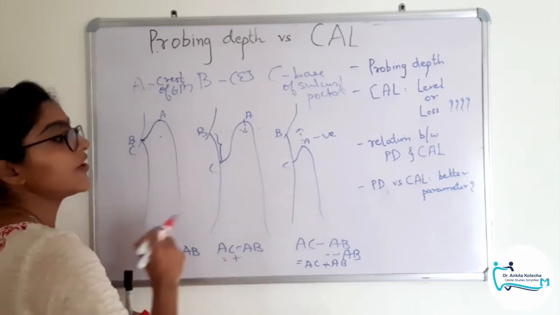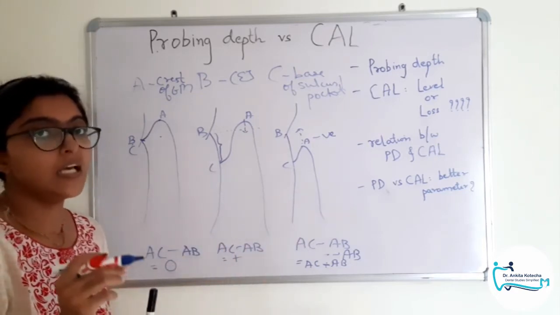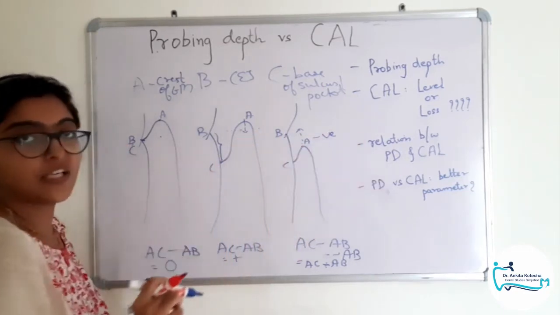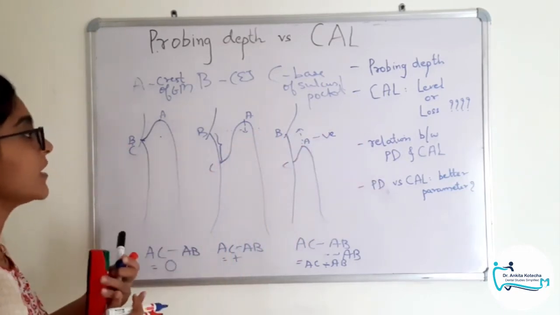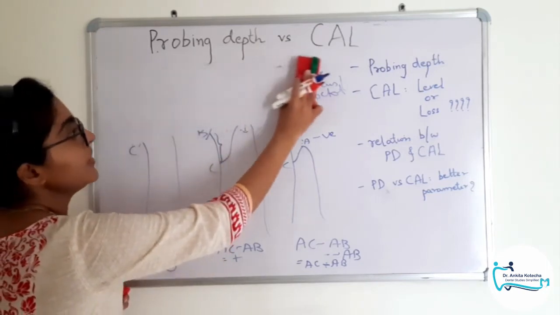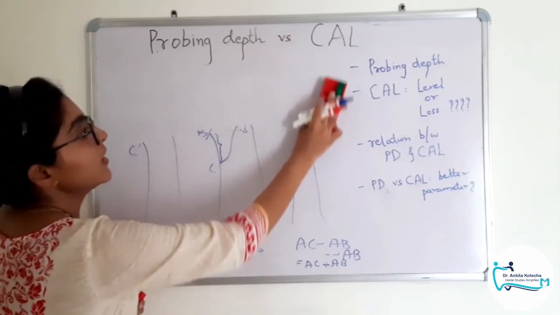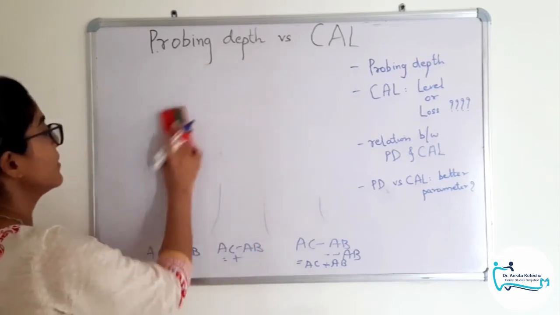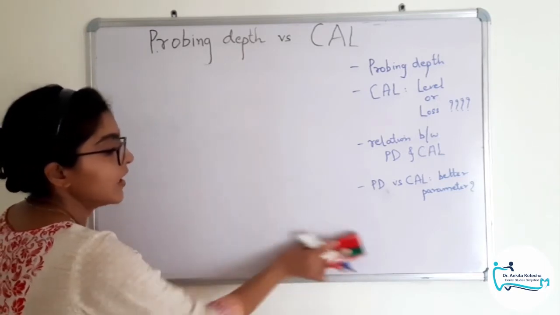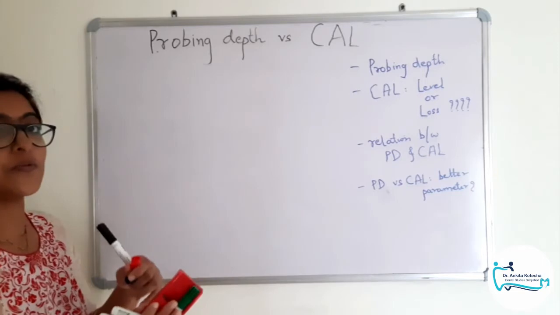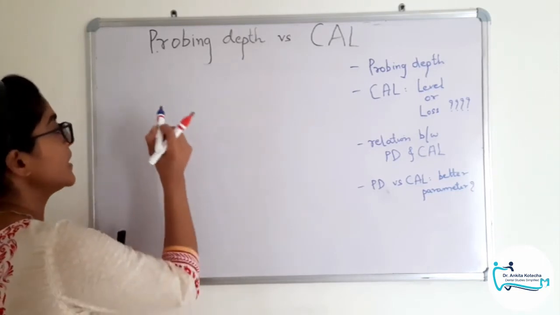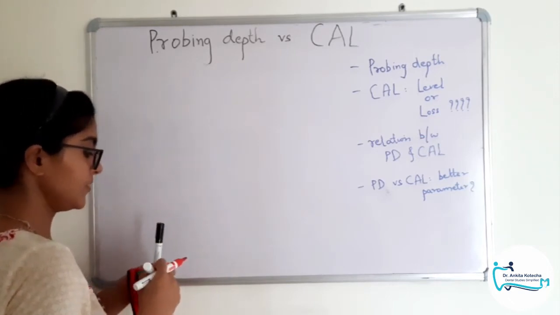So this is the general relationship between probing depth and attachment level or loss. Okay. This completes the third point, relationship. Now we will give our final concluding remarks, which is the better parameter. For that, please remember, attachment level is the position or the location where the attachment begins. Okay. And probing depth is the distance between the crest of the gingival margin and the base of the sulcus or pocket. Now we will have again two case scenarios.